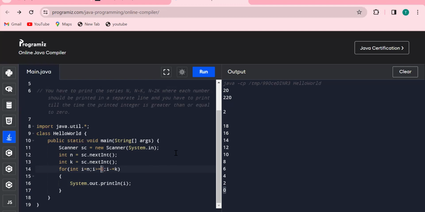So this is the problem. I hope you understand this problem.